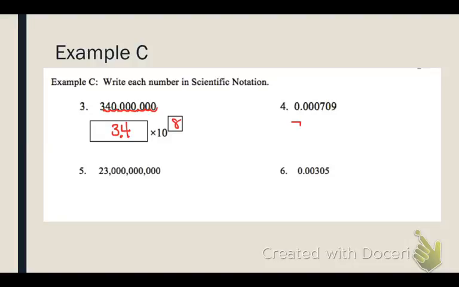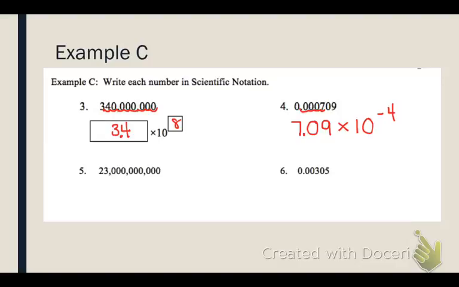For number 4, 709 is the non-zero part, and the decimal point would have to be between the 7 and the 0. Count how many place values you have to move it to get it back to where it was. Shift the decimal point 1, 2, 3, 4 places in the negative direction. Now, one of the things you can do is always toss this in your calculator and make sure that how you are expressing the number in scientific notation agrees with the standard form.